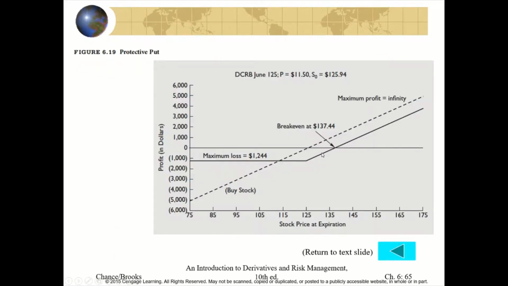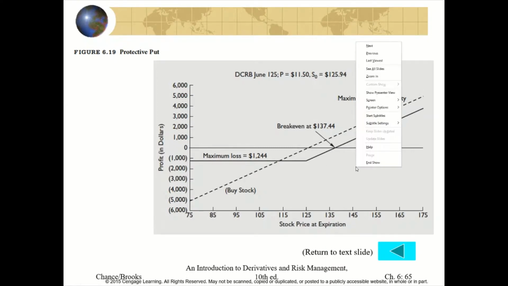So here we'll illustrate the profit diagram for the protective put. Now here we are looking at a protective put of a stock that cost 125.94 and a put that cost 11.5, and the put option expires in June with a strike price of 125. Now we want to compare the protective put with only taking a long position in the stock.